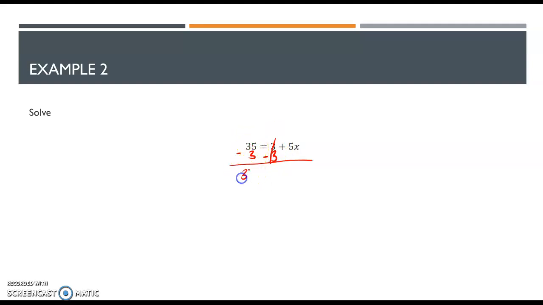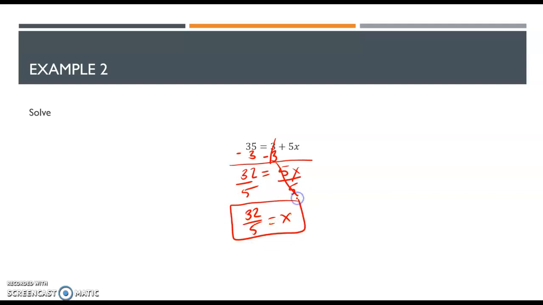35 minus 3 is 32, is equal to 5x. And then I want to get the x by itself, so I'm going to divide both sides by 5. Now, you may sit there and go, but Mrs. Cartwright, this can't be right because we're ending up with a fraction, and that's okay. Nothing goes into both 32 and 5, and so 32 fifths is our answer.